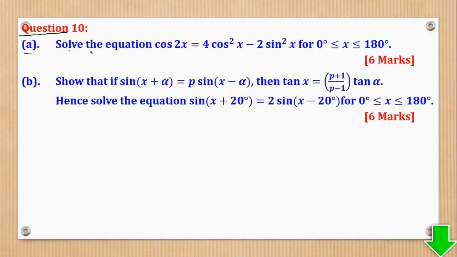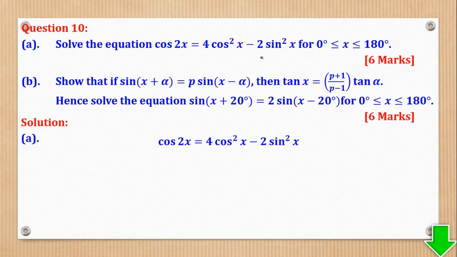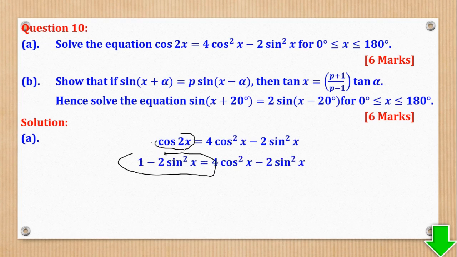Part A says, solve the equation this for values of x ranging from 0 to 180 degrees. So let's start with part A. This is what is given, so we shall write it there. Then this is from the double angle formula. This one is the same as 1 minus 2 sine squared x. I think you see that the angle has reduced by half, so it was 2x and is now x.